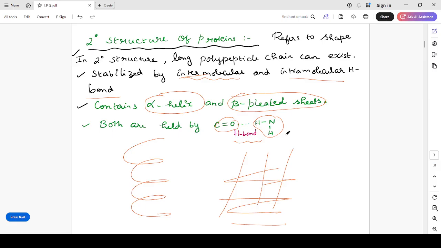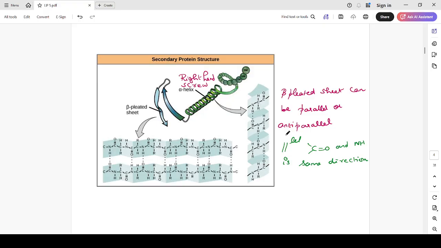Yes, ma'am. So here you can see this is a beta pleated sheet. This is the alpha helix. It is a right-hand screw. So the beta pleated sheet can be parallel or anti-parallel. Parallel means the carbonyl and NH will be in the same direction.